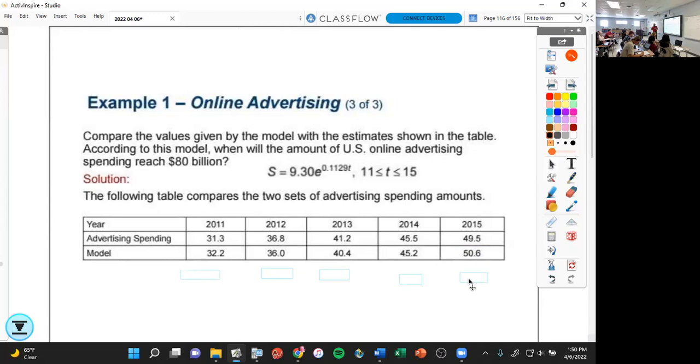Can we use this to predict what's going to happen in the future? Yes. Would it be a good idea to use this model to predict the amount of spending in the year 2099? No. This would not be a good one. When you're using a prediction equation, you want to stay fairly close to the data that you know. Okay.